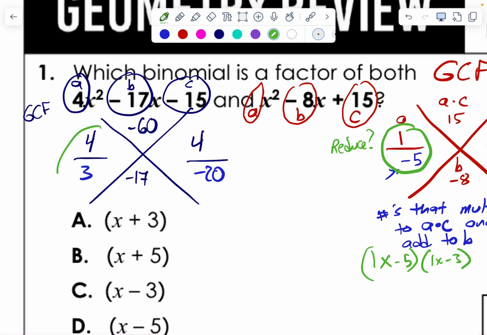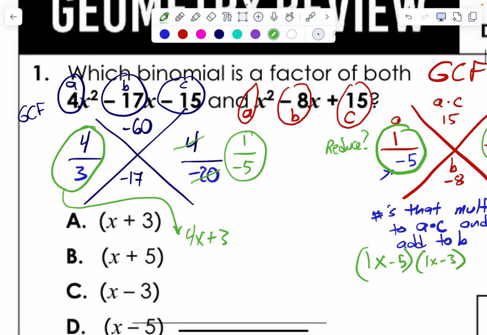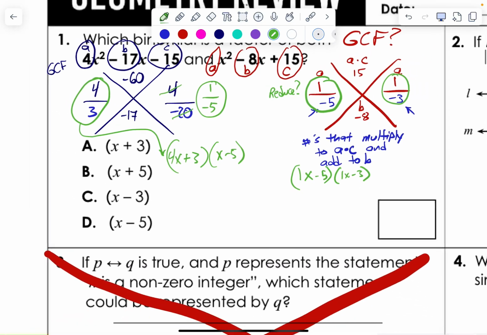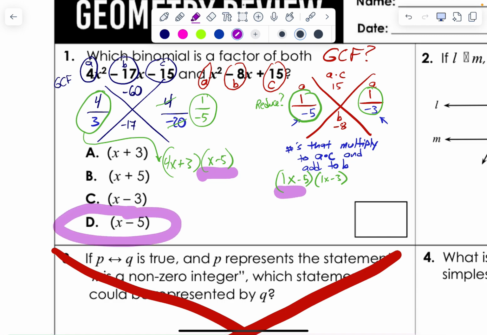Okay, now we do need to reduce. This side is fine, and it becomes 4x plus 3. Remember, top number with x, bottom number just added in there. And then this one does need to be simplified first. So 4 goes into both, so we'll get 1 and negative 5. So that one becomes x minus 5. Okay, and the question says, which is a factor of both? So that one is a factor of both. Raise your hand if you got that one. Cool. Good job on your factoring.